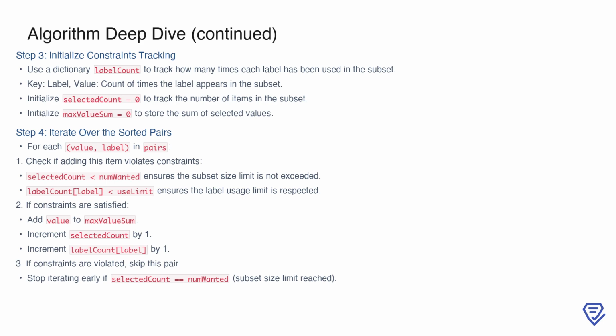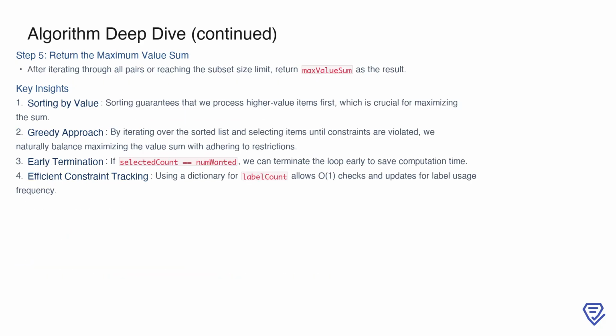To optimize performance, we can terminate the iteration early if selected_count reaches num_wanted, as no additional items can be added to the subset. Once the iteration over the sorted pairs is complete, or the subset size limit has been reached, we return max_value_sum as the final result. This value represents the maximum sum we can achieve while respecting the constraints on both the total number of items and the frequency of labels.